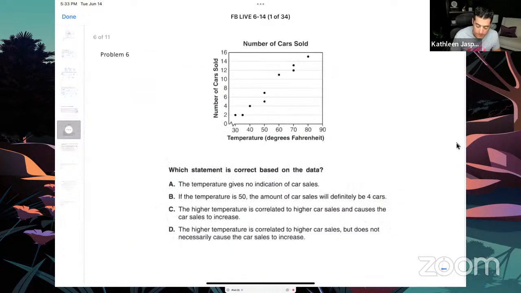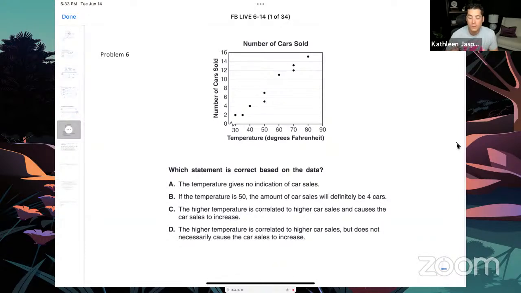Problem 6. We've got, which statement is correct based on the data? All right. So always love these types of problems because they like putting graphs and charts and all sorts of things on these tests because it takes up a lot of the screen. It can be overwhelming when you click to it. And I want to make sure that you know there's nothing too difficult to these problems.